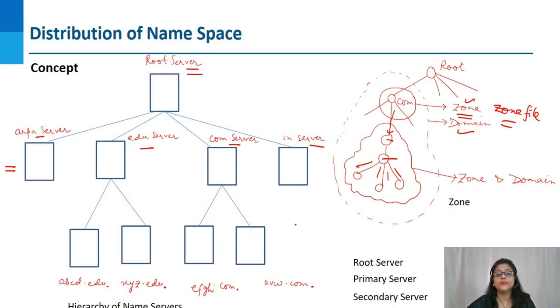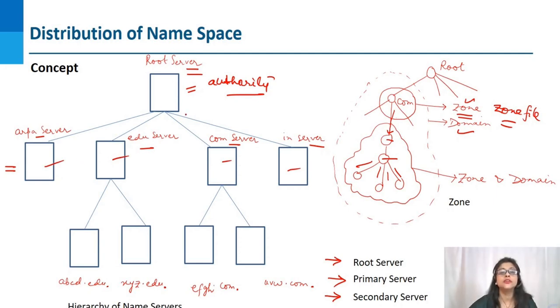We can have different types of servers, like root server, primary server, and secondary server. The root server, as we can see here, is a main server and it is the authority of all the domains under its control. It gives its control over to all other servers and just keeps a copy of the references of the servers immediately under its control.